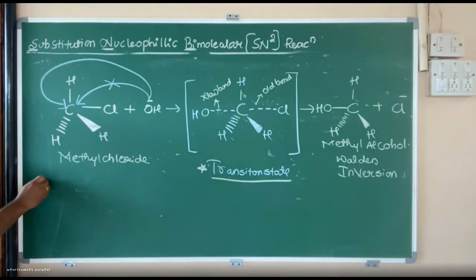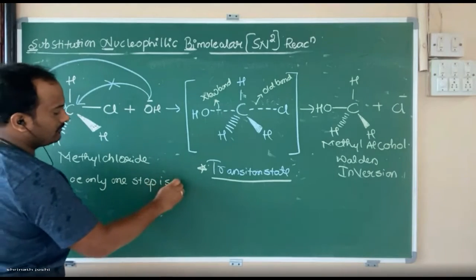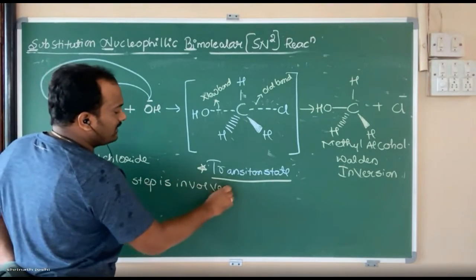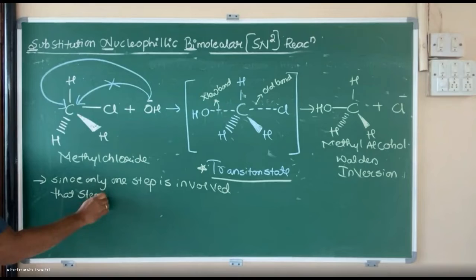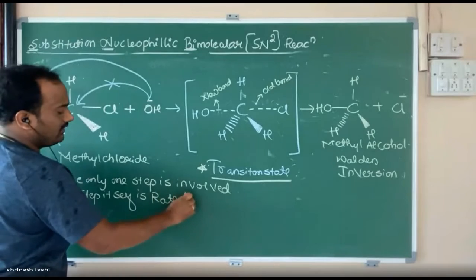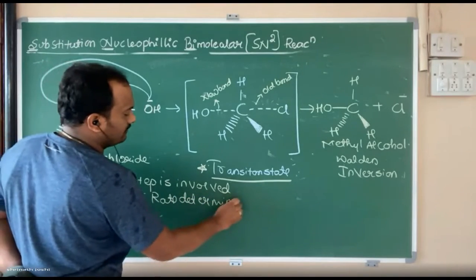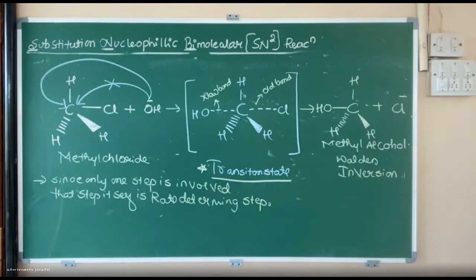Therefore, below, since only one step is involved, that step itself is the rate determining step. Any difficulty, students, here? Since only one person is running, only this is the step which is taking place. That's why this step itself is the rate determining step. I hope you understood this.